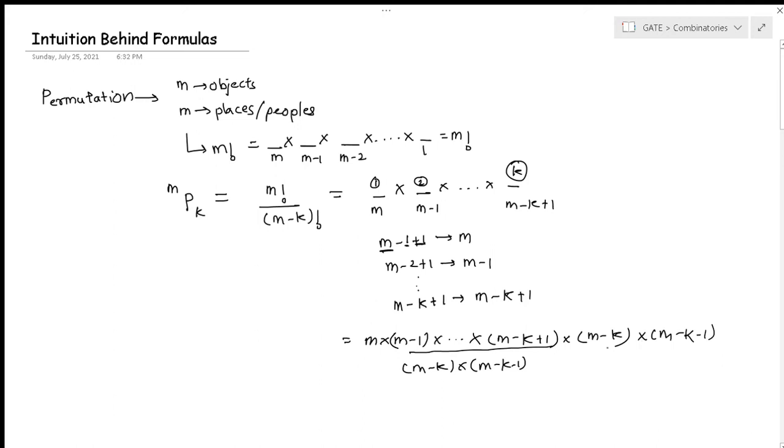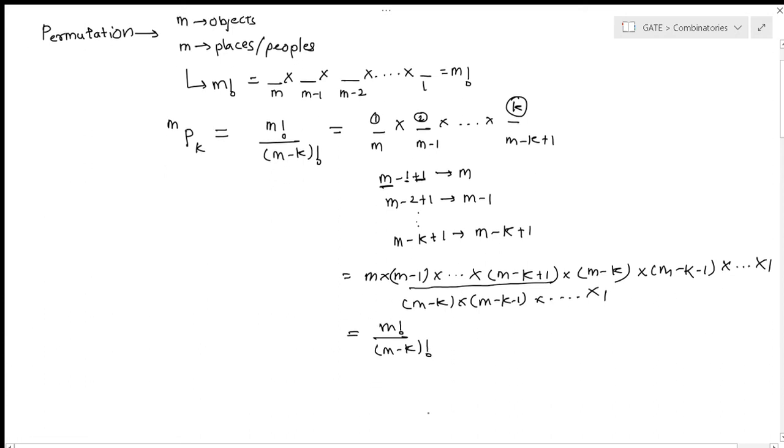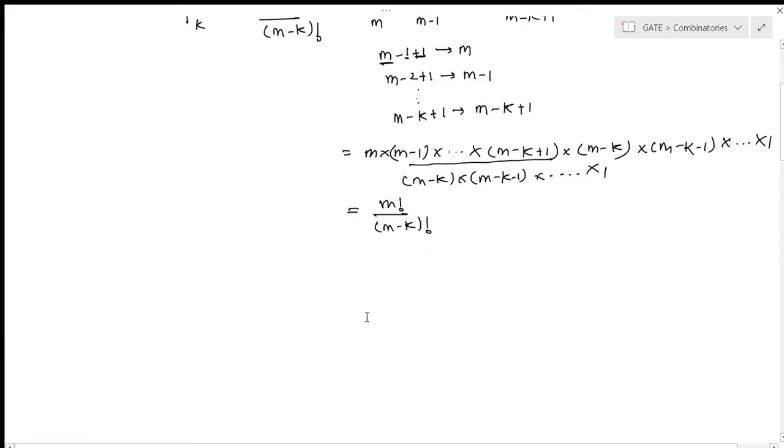Do you get this, right? So up to 1, same terms multiplied and divided. So the numerator can be written as m factorial, because we have the multiplication of all the terms till one, and the below term would be m minus k factorial.